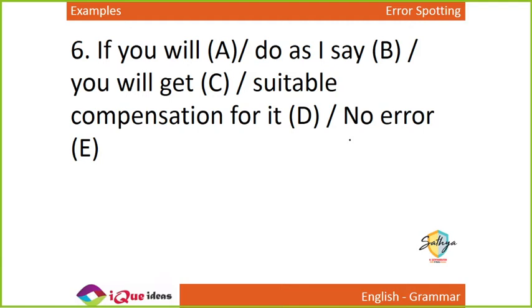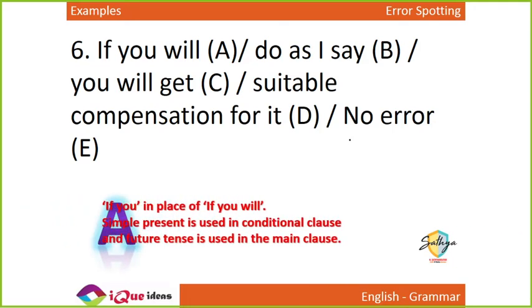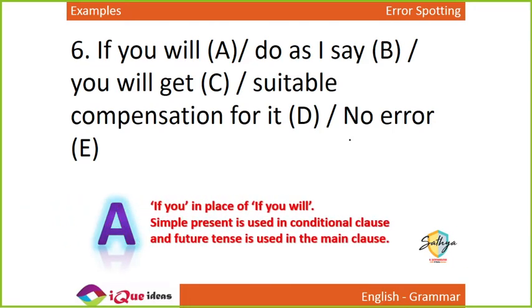So if you will do as I say, you will get suitable compensation for it. The will is actually not required. If you do as I say, you will get suitable compensation for it. Right? That will is erroneous. Whenever there is a condition, you will use simple present tense in the condition and the future tense in the main. If you do, you will do is the future form. With a condition, we don't require the future form. If is followed by a condition. So if you do as I say, you will get suitable compensation for it.